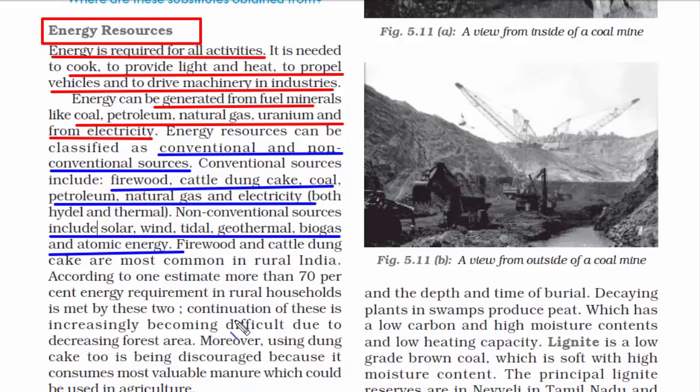Conventional sources are not eco-friendly. They cause a lot of pollution and damage the environment, whereas non-conventional sources, though expensive, are totally eco-friendly and sustainable. So only the cost part needs to be tackled so that everyone can make use of it.